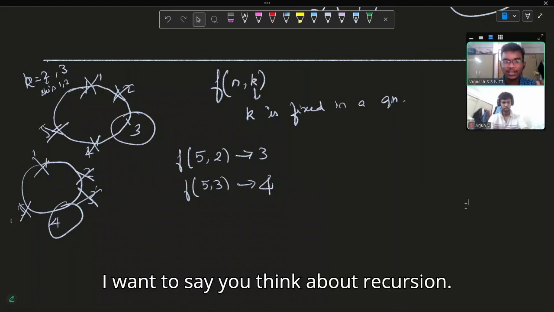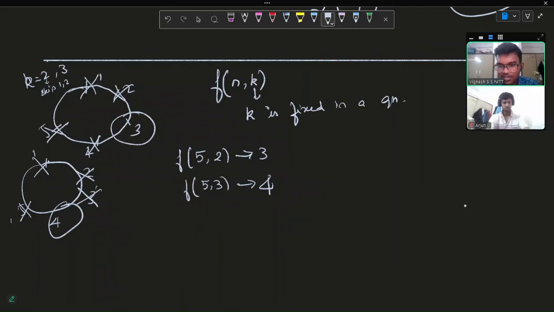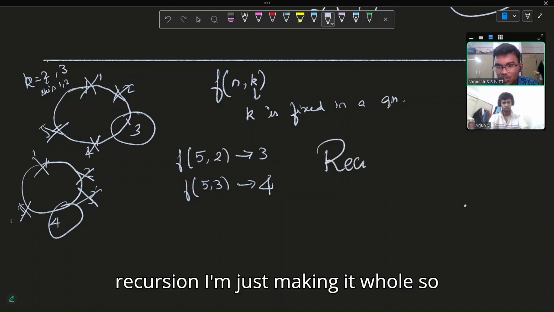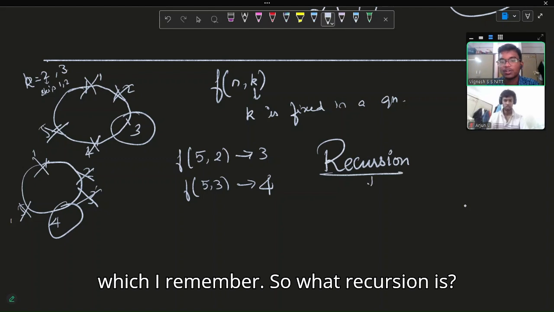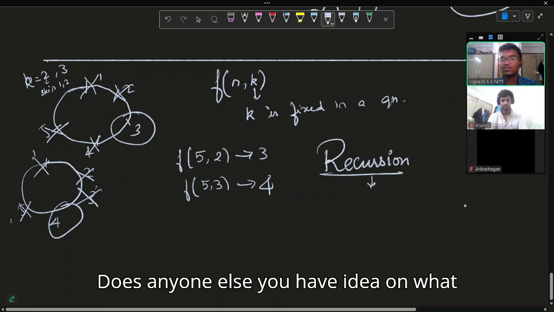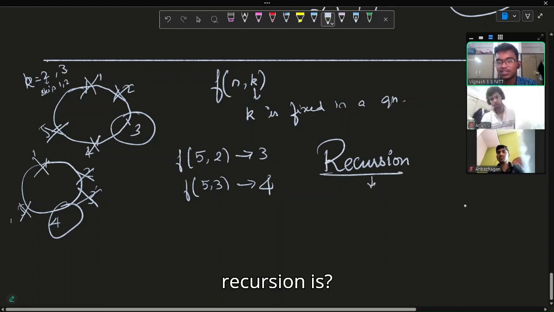I want you to think about recursion. What recursion is? I'm just making it bold so that this is the most important thing which I'm going to do. So what recursion is? Does anyone of you have an idea on what recursion is?